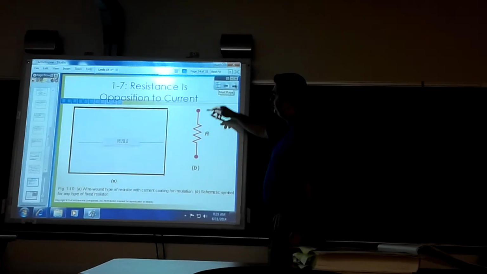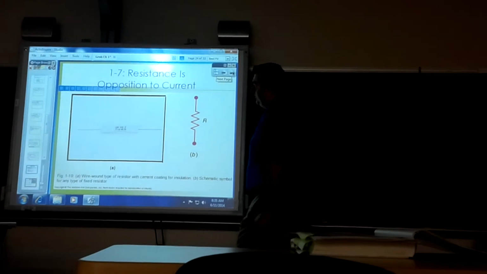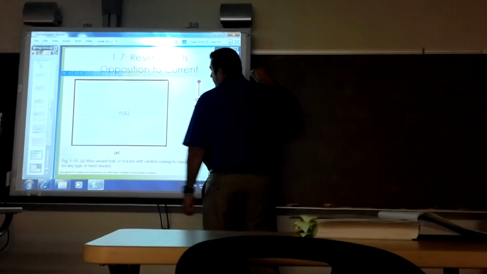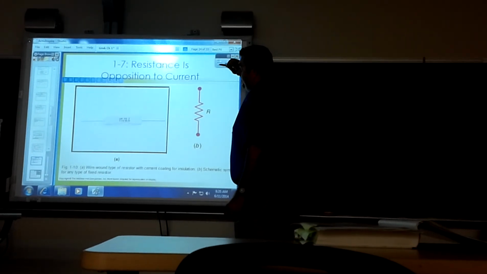Okay. Here's a basic symbol of a resistor. Okay, a little schematic symbol. We're going to look at some schematic drawings. Here is a carbon resistor. It's a 10-watt resistor. It can handle a lot of heat. It's got to dissipate a lot of heat.